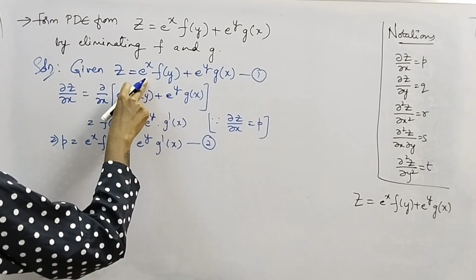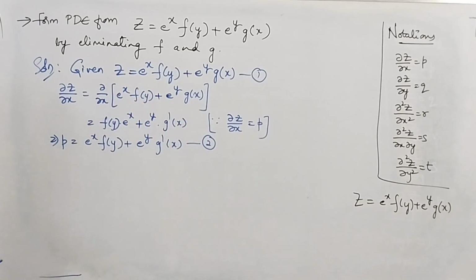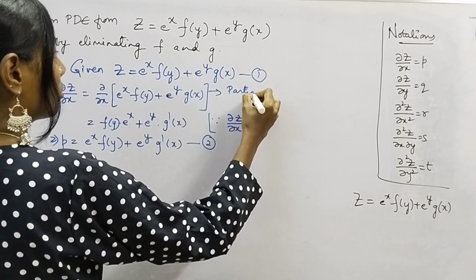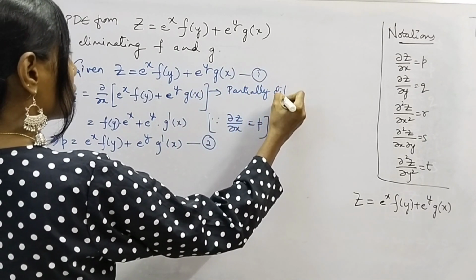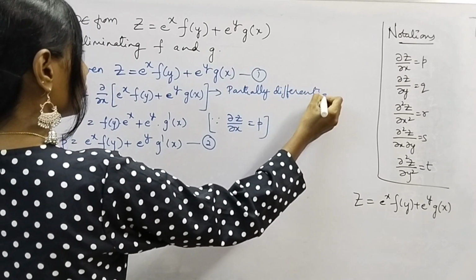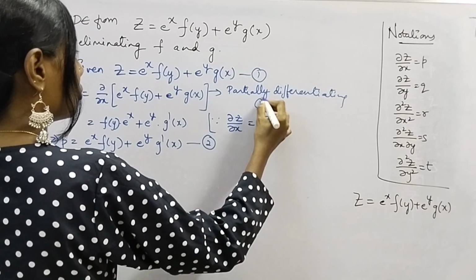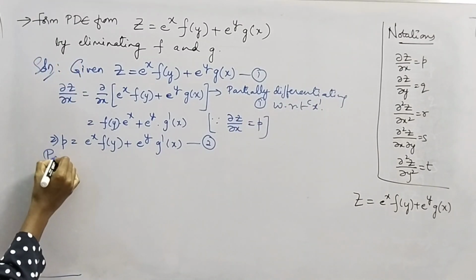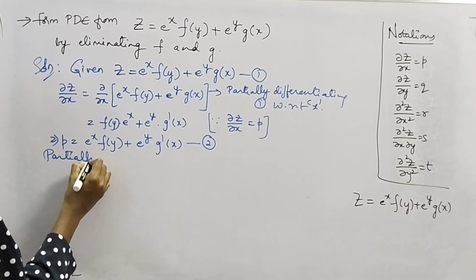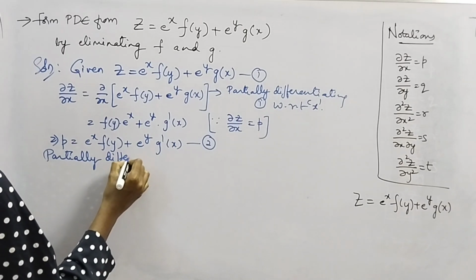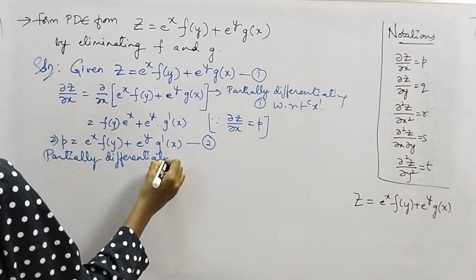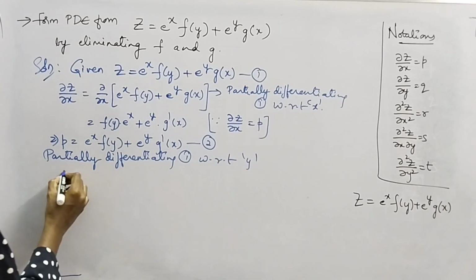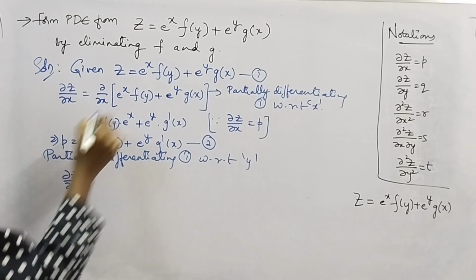Let's partially differentiate 1 with respect to y. Here we need to write partially differentiating 1 with respect to y. Just apply dou by dou y on both sides of 1.